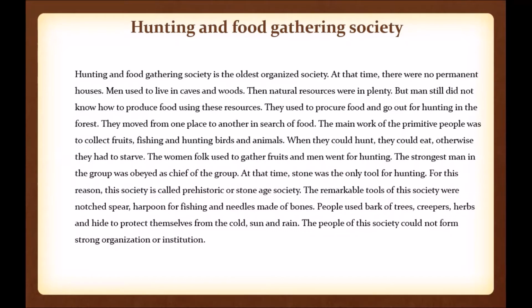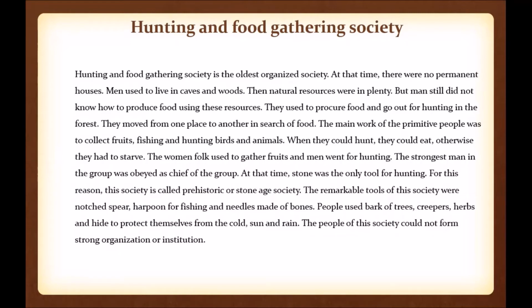The main work of the primitive people was to collect fruits, fishing and hunting birds and animals. When they could hunt, they could eat, otherwise they had to starve. So this was really a simple equation that if you have food, that means if you could hunt, then you could gather your food for your meal, okay? Otherwise they had to starve.